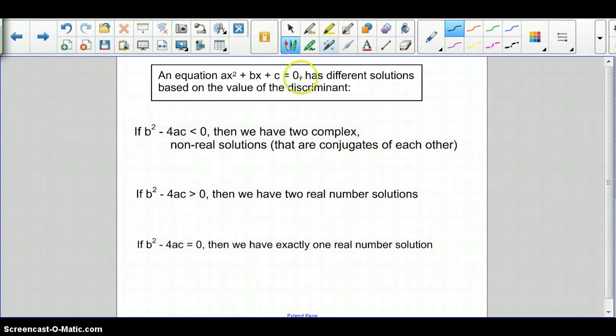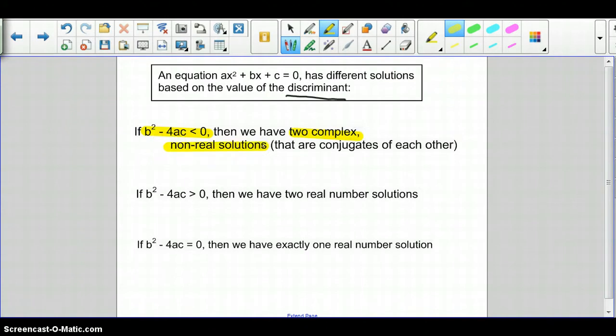So let's look here. We have an equation ax squared plus bx plus c equals 0. It has different solutions based on the value of the discriminant. We just defined what a discriminant is, which is b squared minus 4ac. So, if b squared minus 4ac is less than 0, so if we get a negative value underneath that radical sign, then we have 2 complex non-real solutions.